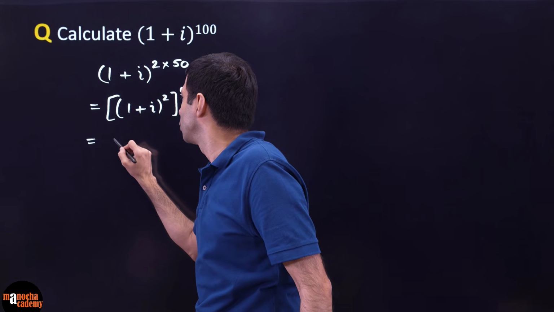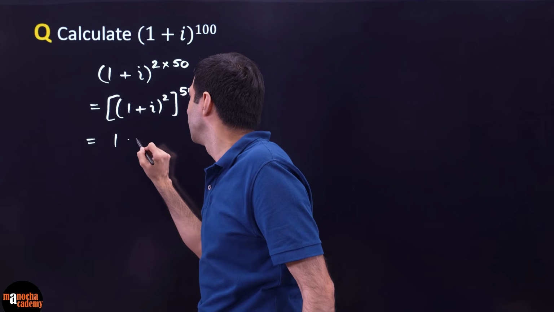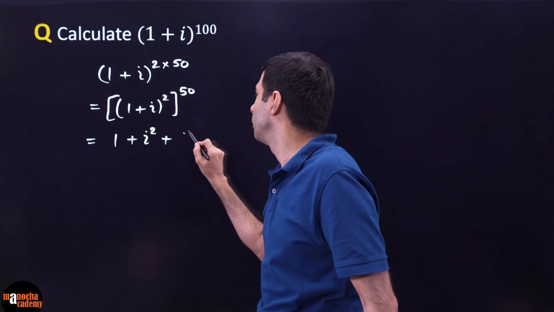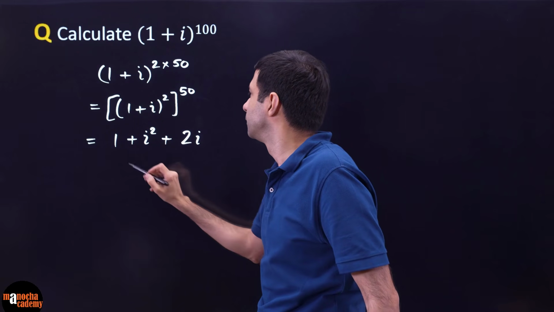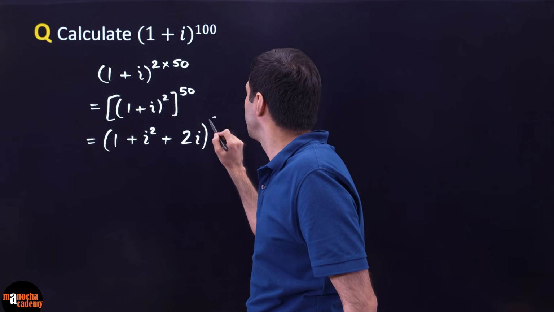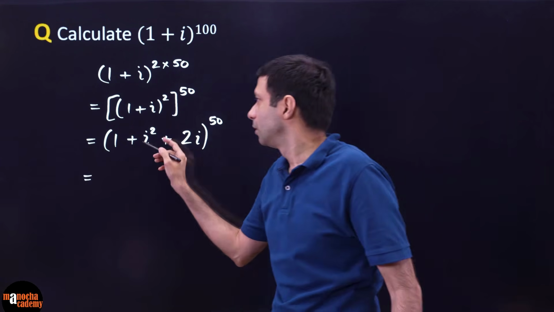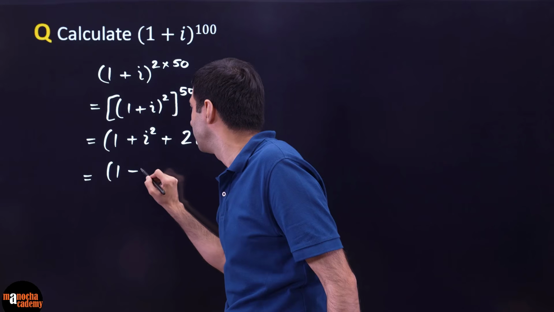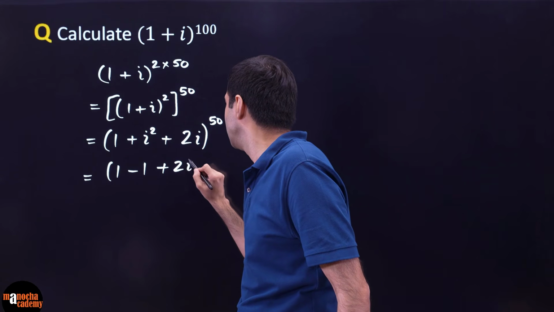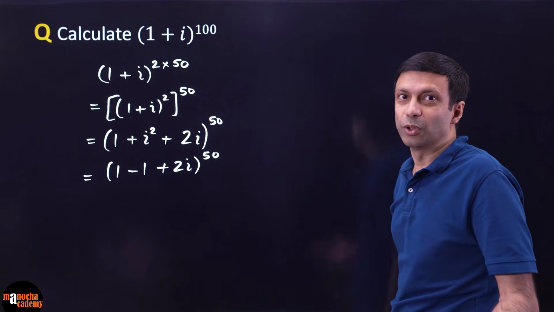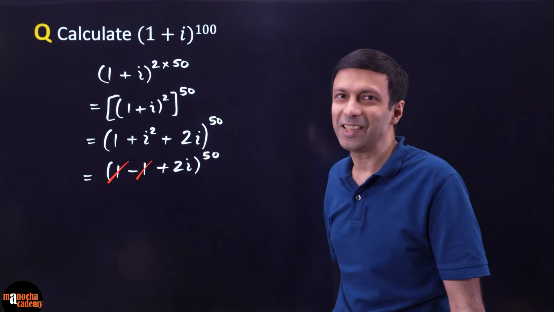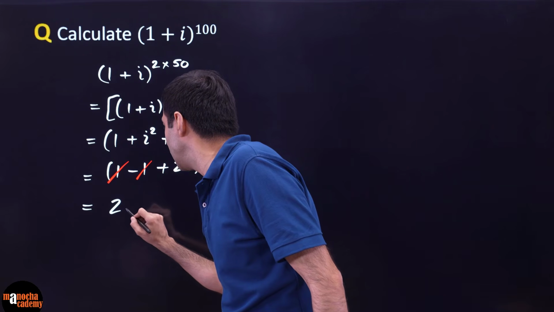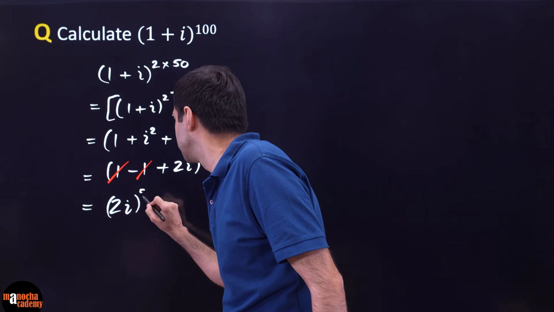So (a plus b) whole square is going to be a square, so 1 square is 1, plus i square plus 2ab, so that is going to give me 2 times 1 times i, and this entire thing to the power 50. So continue simplifying. What will you get here? i square is minus 1, so 1 minus 1 plus 2i whole to the power 50. The good news is 1 and minus 1 get cancelled. It becomes simple there. So finally, what are we left with? 2i whole to the power 50.